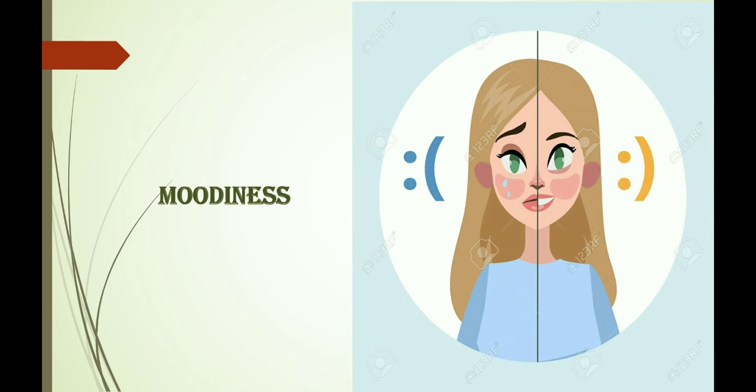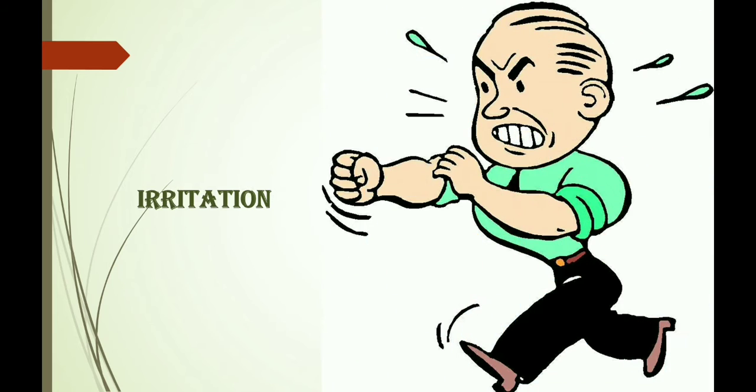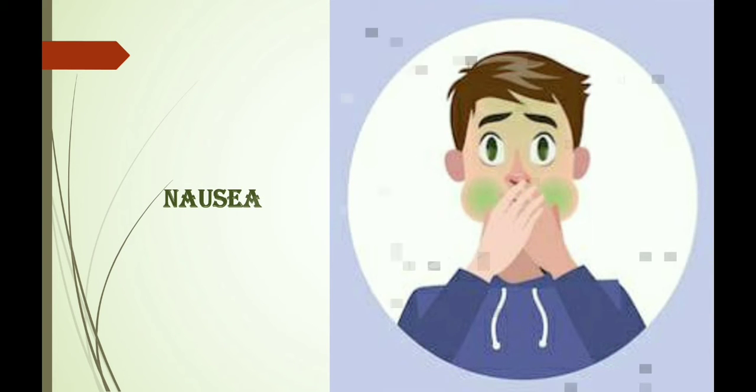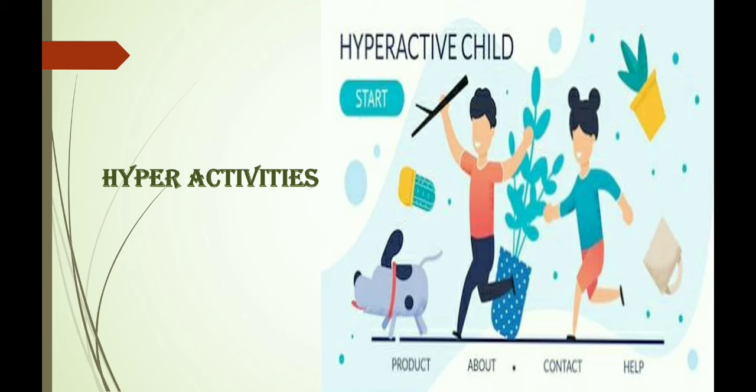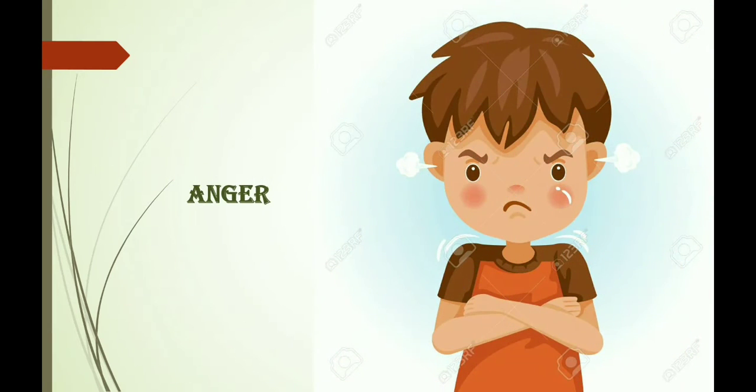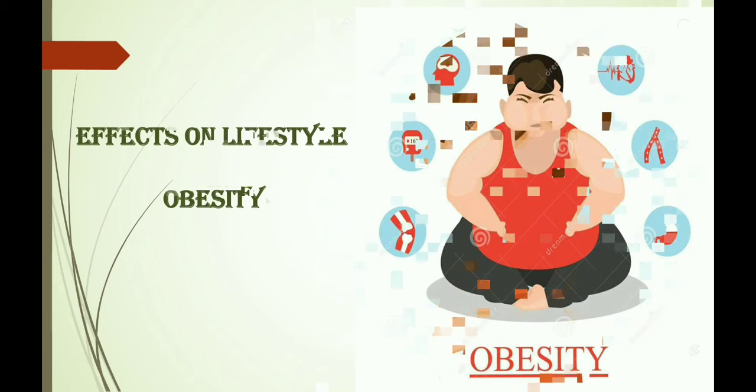moodiness. Sometimes you will feel very happy, sometimes you will feel so sad, sometimes you want everybody around you, sometimes you don't want anybody along with you. All these mood changes take place in the adolescent stage. There will be irritation. Most of the times they will be irritated with little bit of things. Then nausea, less concentration, hyperactivities, and anger.